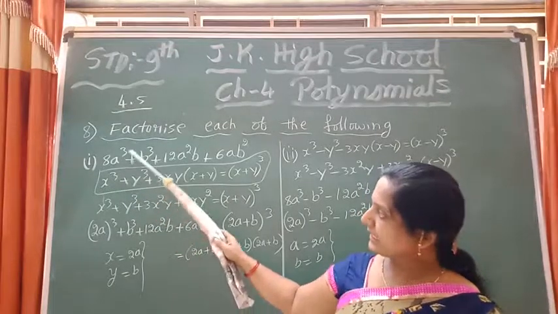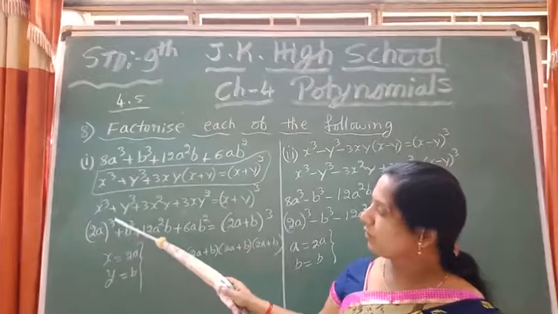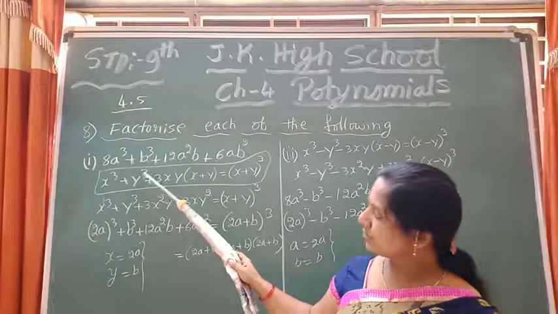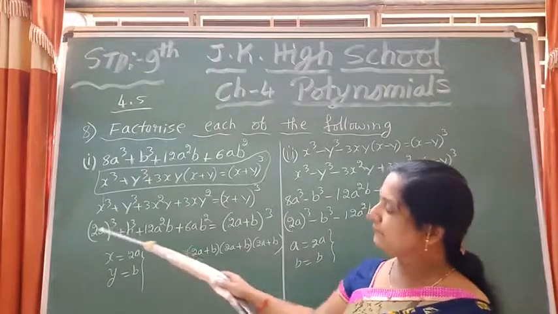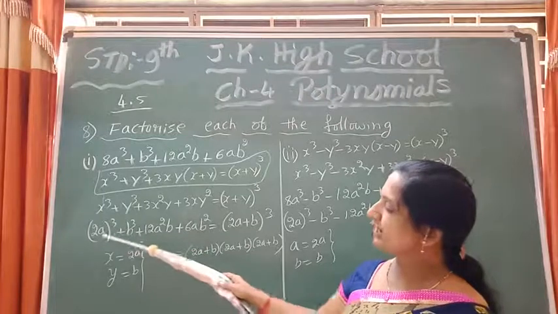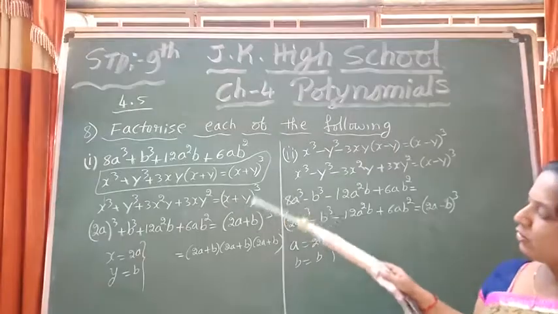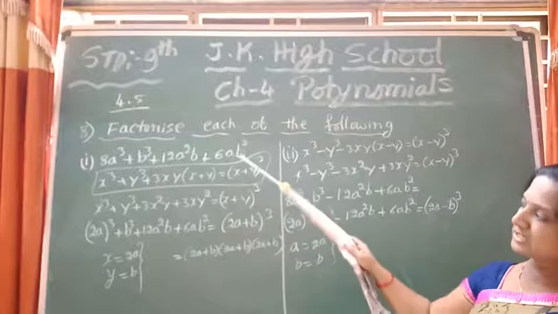x cube means 8a cube, I have to write it in whole cube form. 2a whole cube I can write. In place of y cube, b cube only is there. So you can write it as it is. We will come to know by here only. If you observe these two terms, we will come to know the x value is 2a and the y value is b. So directly you can write (x plus y) whole cube in place of (2a plus b) whole cube. These three are the factors of this expression, children.